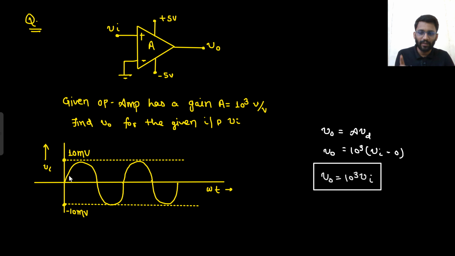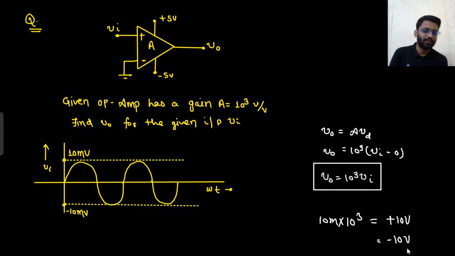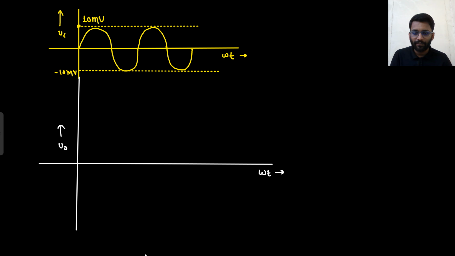So what will you get if you multiply this waveform with 10 to the power 3? What will be the maximum amplitude? 10 millivolt will be multiplied with 10 to the power 3, so that will be plus 10, and minus 10 millivolt will be multiplied with 10 to the power 3, so that will be minus 10. So your V0 waveform will be between plus 10 and minus 10. This is not the final answer. Wait for it. Your V0 waveform will look like a sinusoid, but from plus 10 to minus 10, right?